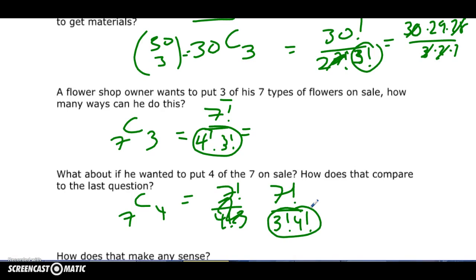So what's going to happen is these are the same, and if you say, hold on, how can that make any sense? If I'm going to put 3 things on sale out of 7, I'm going to put 4 things on sale out of 7. That's not the same thing. But think of it this way also.